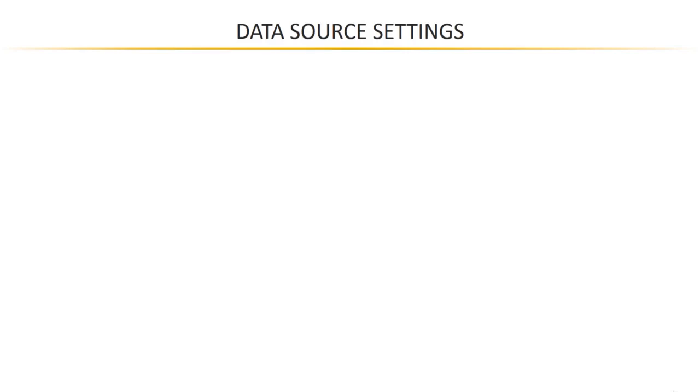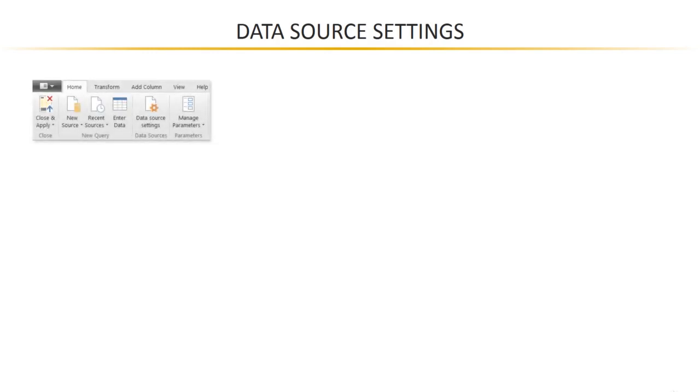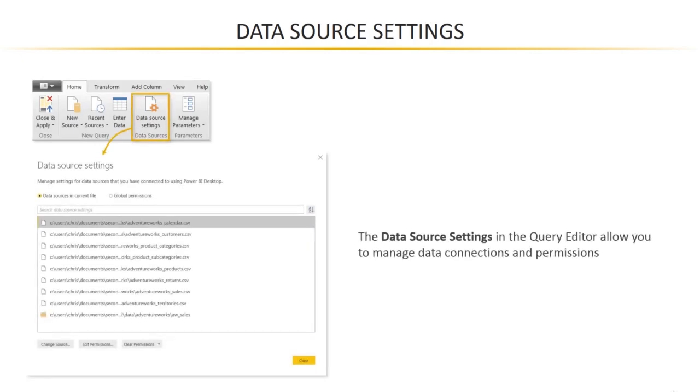Okay, so up to this point, we've talked about a number of the most important data transformation tools in the query editor. Next up, to round out the section, I want to cover some important settings and options. And the first topic is data source settings. So in the Home tab of the query editor, you'll see this option for data source settings.